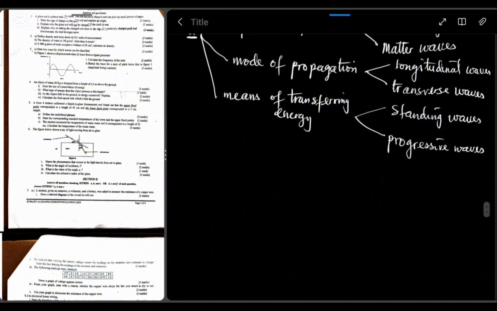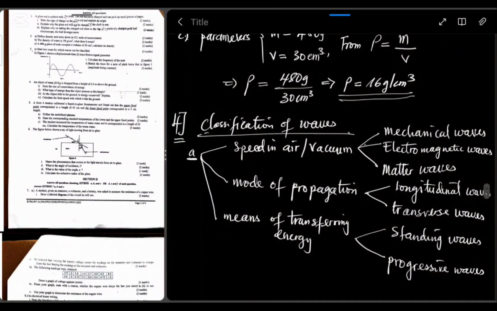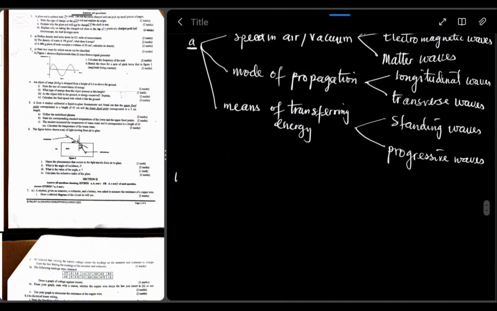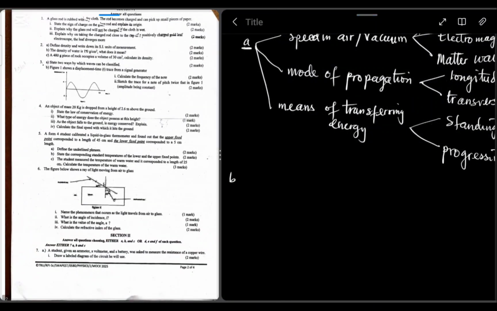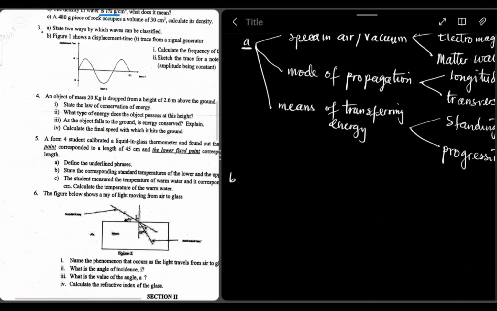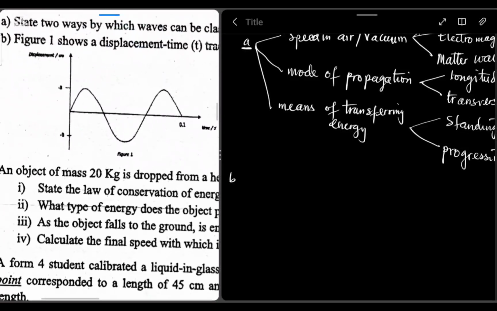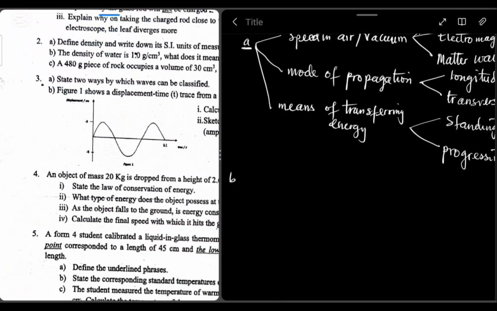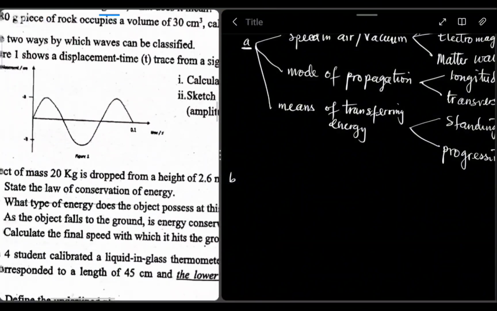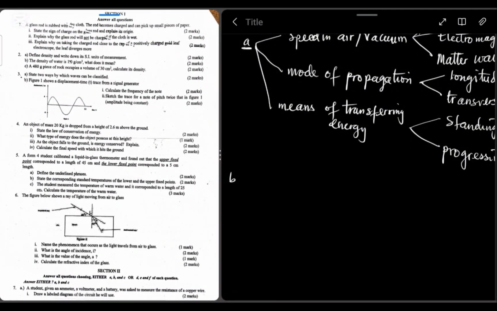Now, that was question 3, not 4. Okay, sorry for that. That was question 3E. Now in B we have this progressive wave profile, a diagram of displacement in centimeters against time in seconds. Now it says calculate the frequency of the note and sketch the trace for a note of pitch twice that in figure 1, that is amplitude being constant.